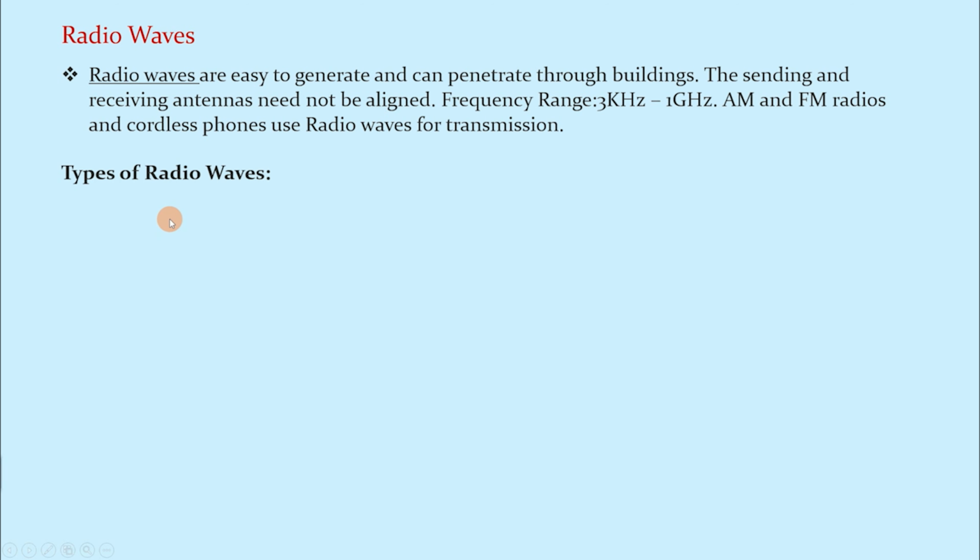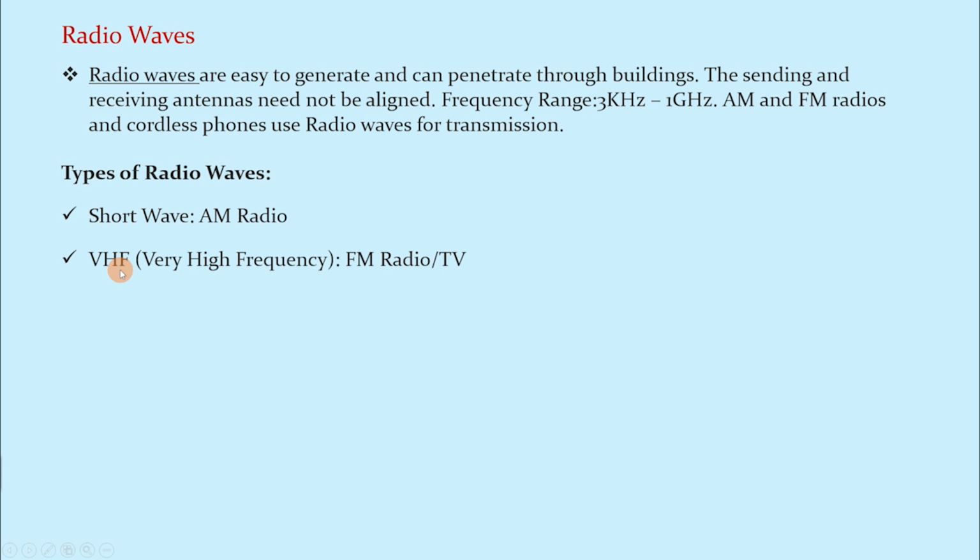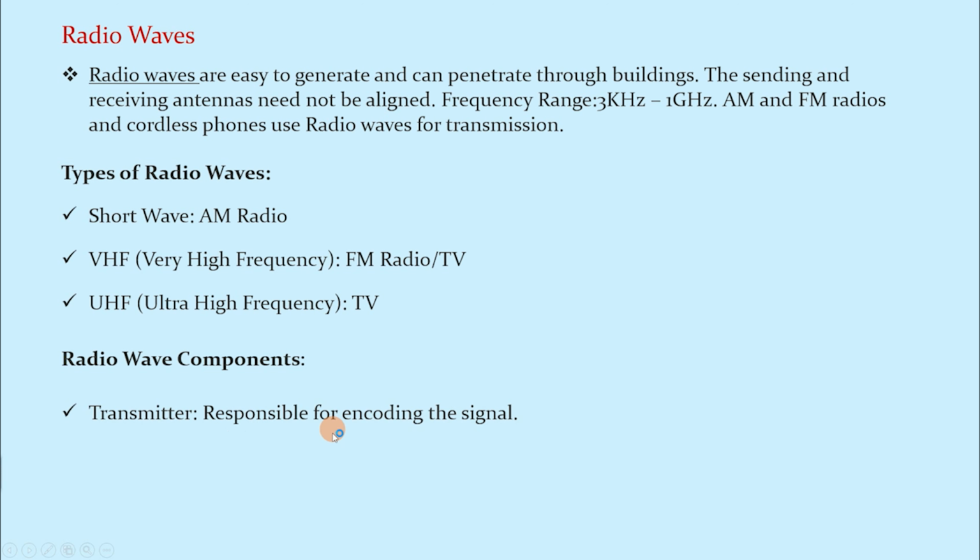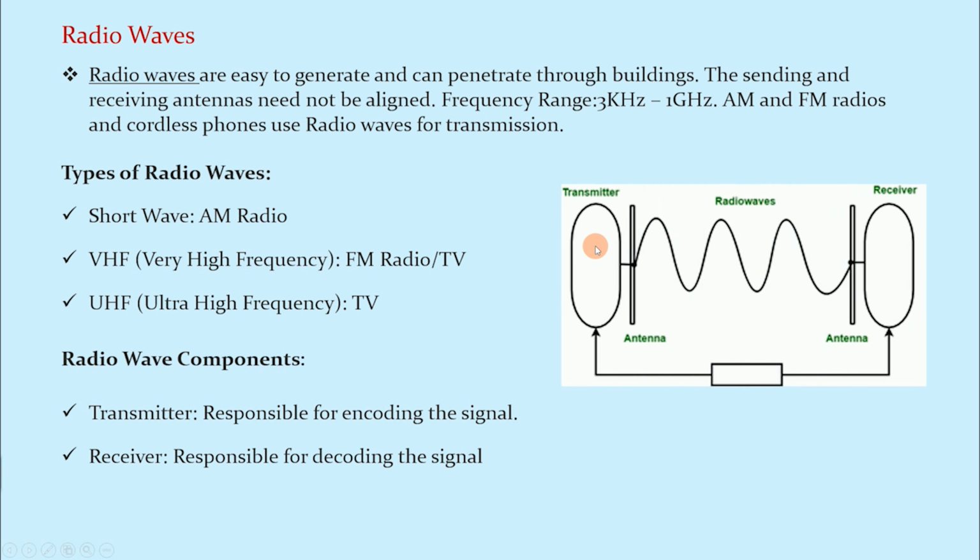Now, types of radio waves: short wave used in AM radio, VHF, that is very high frequency, used in FM radio or TV, ultra high frequency used in TV. Now, radio wave components: transmitter responsible for encoding the signal, receiver responsible for decoding the signal. You can see here is transmitter that will encode the signal. The flow will be using radio waves, then there will be receiver that will decode the signal.